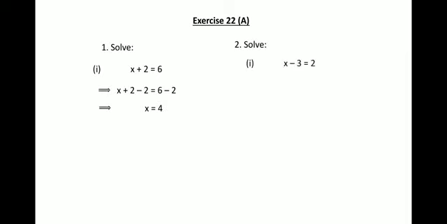Next, I'm going to show a few examples from exercise 22a. So question number 1, solve x plus 2 equals to 6. So simply, in order to remove 2 from this equation, we'll subtract 2 in both the sides, and thus we'll get x is equal to 6 minus 2 equals to 4. Number 2, solve x minus 3 is equal to 2. In order to get rid of this minus 3, we'll add 3 in both the sides, and we'll get x equals to 5. So this is how we are going to solve question number 1 and 2.